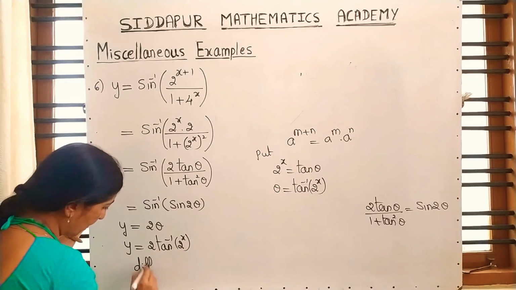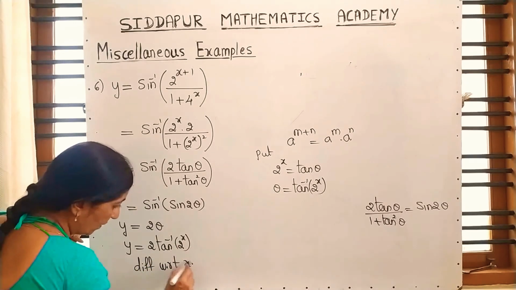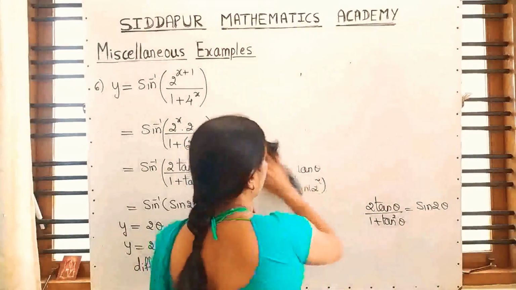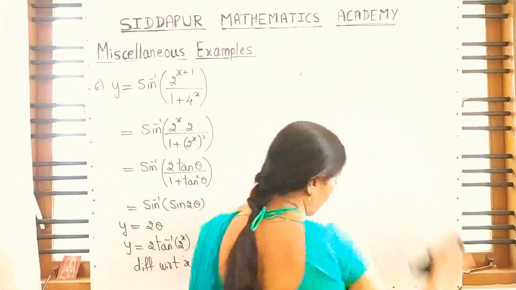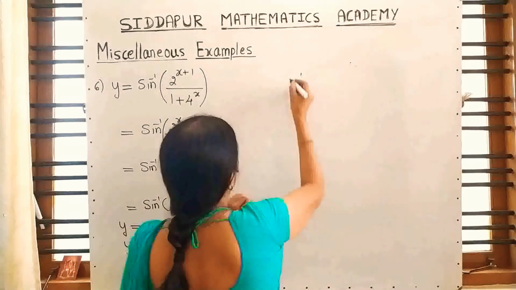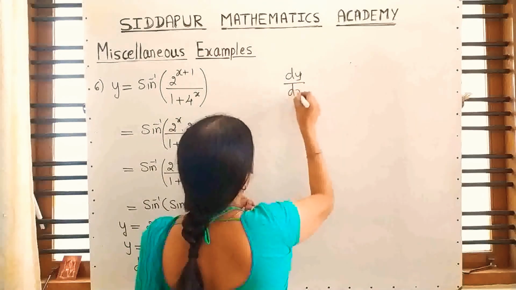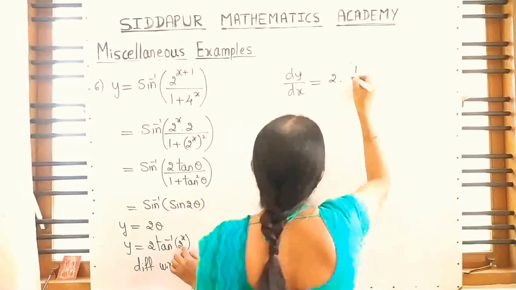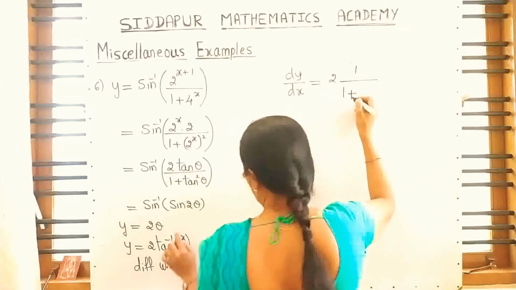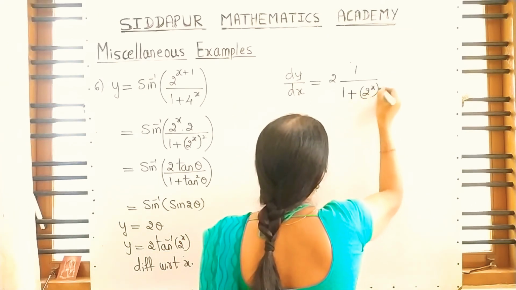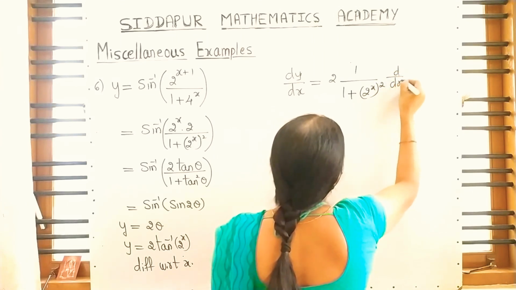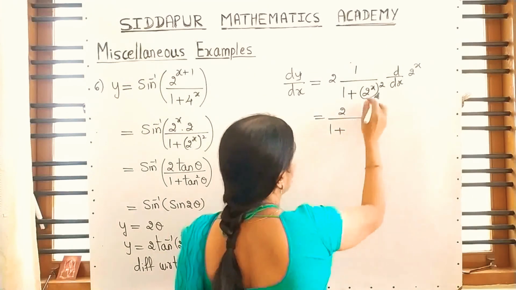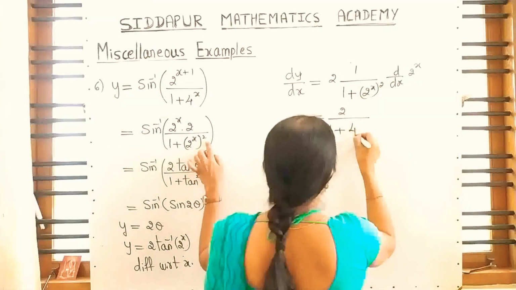Now differentiating with respect to x. So dy upon dx is equal to 2, constant as it is. Differentiation of tan inverse x is 1 upon 1 plus x square. In place of x we have 2 raised to x, into differentiation of 2 raised to x. 2 upon 1 plus 2 raised to x whole square. Refer this. We can write 4 raised to x.